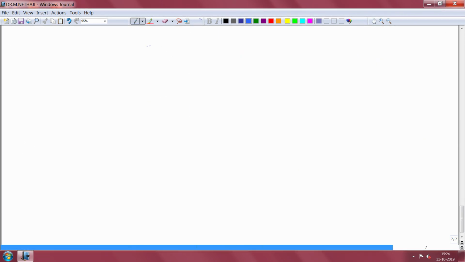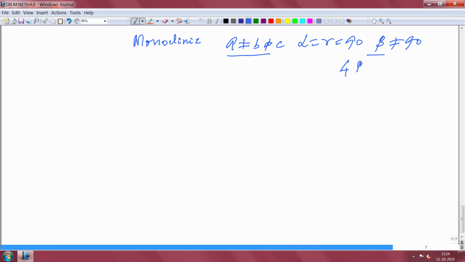So, in that case, in monoclinic, when we write A not equal to B not equal to C, alpha is equal to gamma is equal to 90 and beta is not equal to 90, we need 3 plus 1, only 4 parameters. That is only 4 variables.